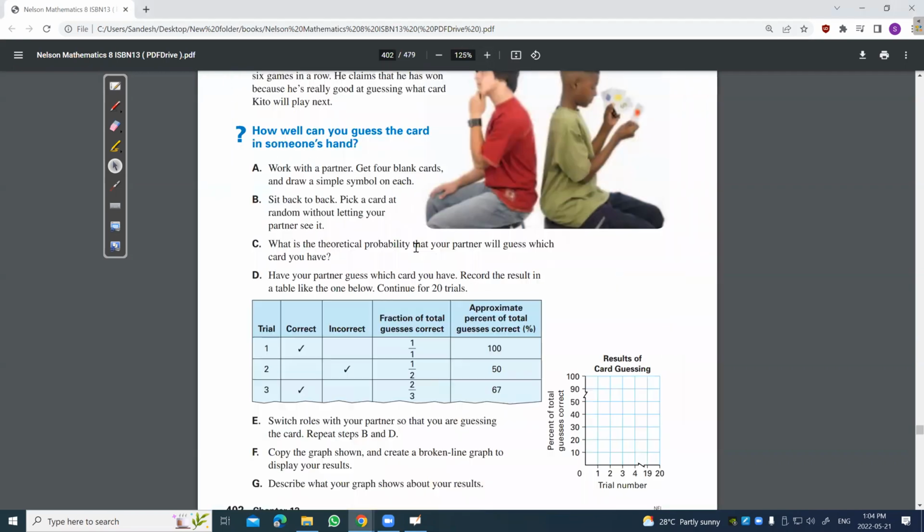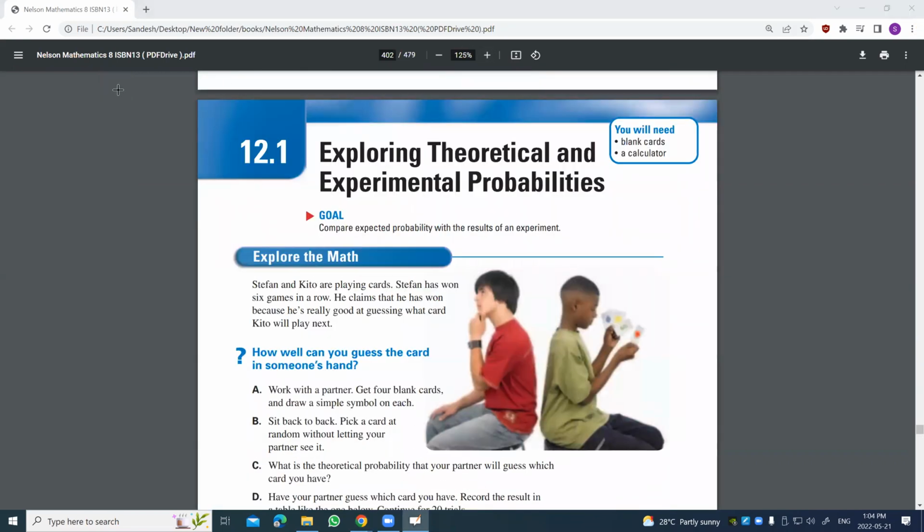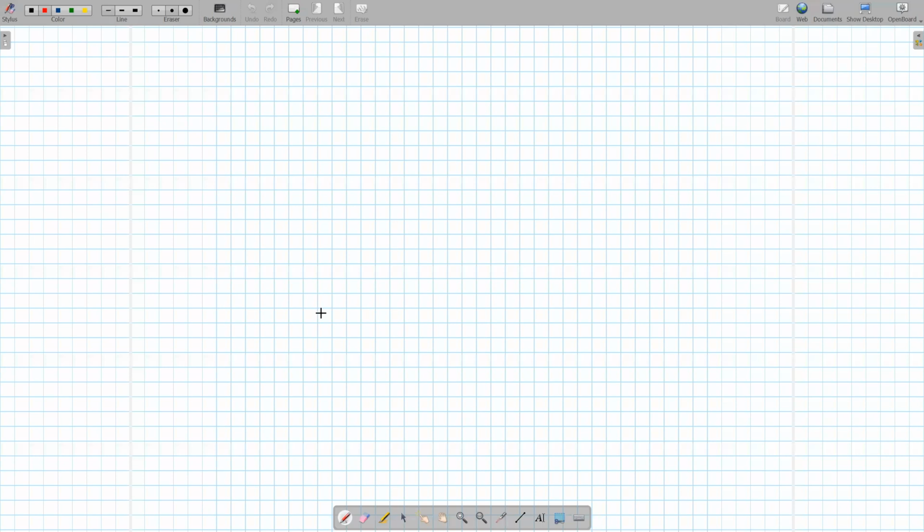All right. So the first idea is something called theoretical probability. And then its counterpoint would be the experimental. There's two types of probabilities. Theoretical is what you would expect, and experimental is what you actually get.